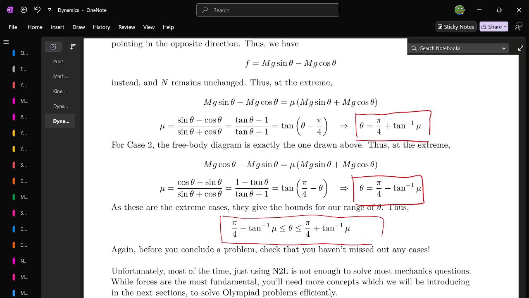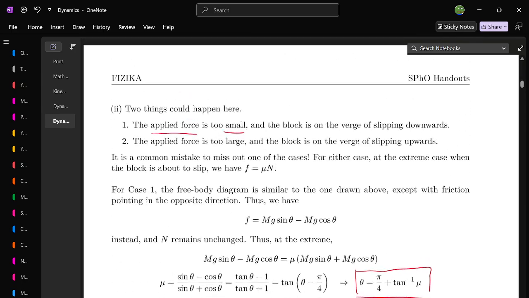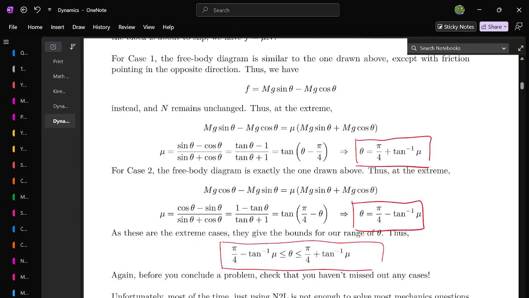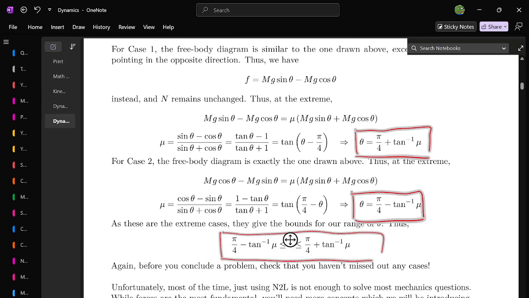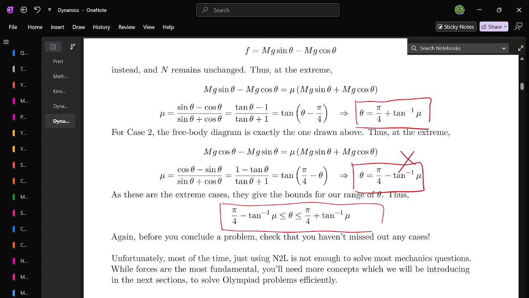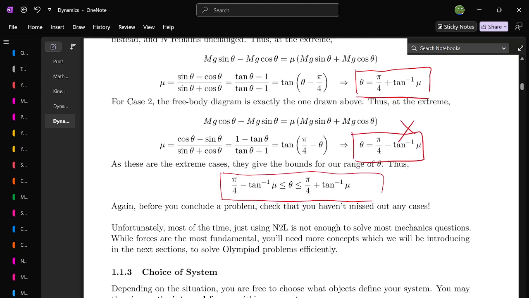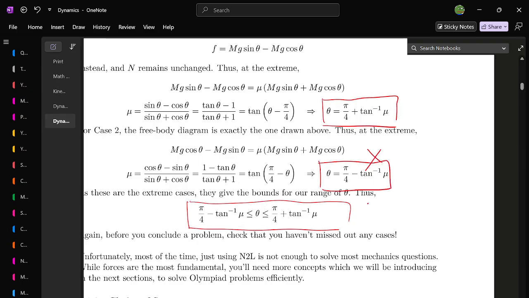You realize that if you forgot one case, let's say you forgot case two, you forgot that the applied force can be too large, then you won't have this. Then you won't get this bound for theta. And this means that your theta is unbounded in one direction, which doesn't make sense because how can your theta get as small as you want and still not slip? So it's quite important that you can think about this physically so that you avoid missing out cases as well. So the main point is theta cannot be unbounded in any direction, positive or negative.